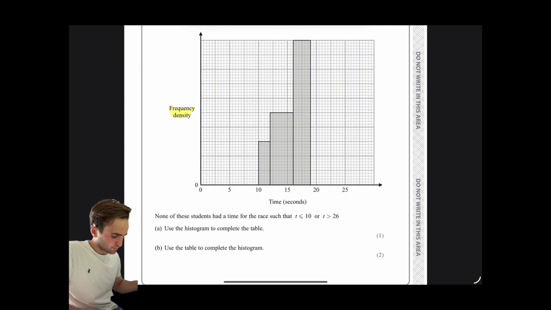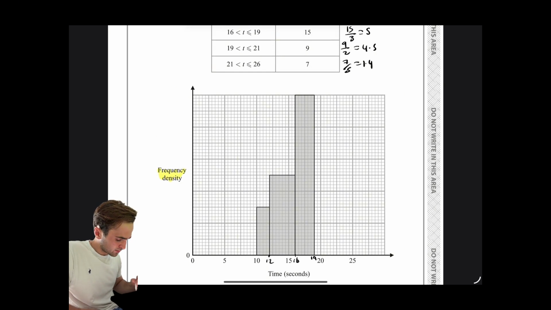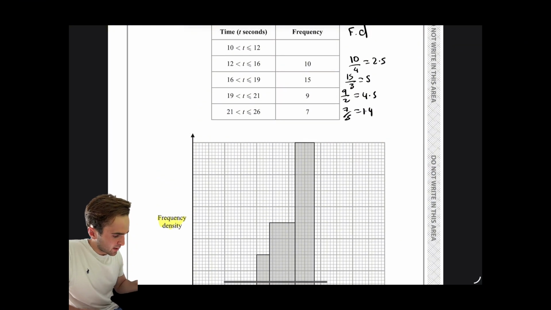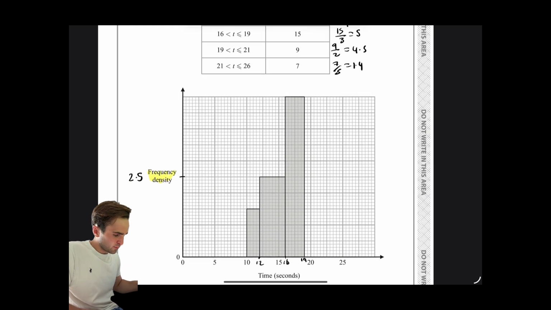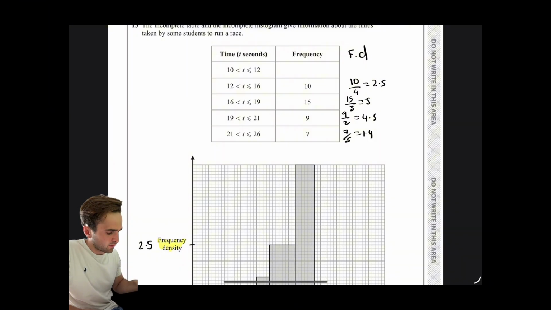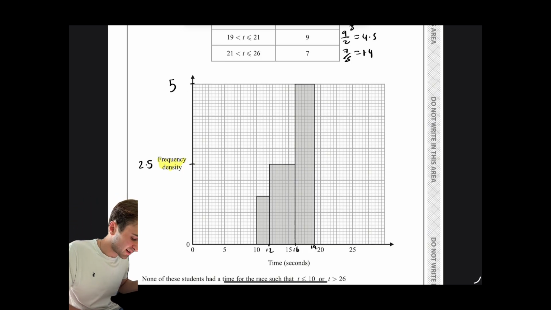So now we're going to label our things. So this is 10 to 12, this is 12 to 16, this is 16 to 19. So between 12 and 16, we get 2.5. So we know this point here is 2.5. And then we know that 16 to 19 is 5, so the top one is 5. So 2.5, 3, 3.5, 4, 4.5. So the big squares on our y-axis, our frequency density graph, are 0.5, which is what we needed to find.